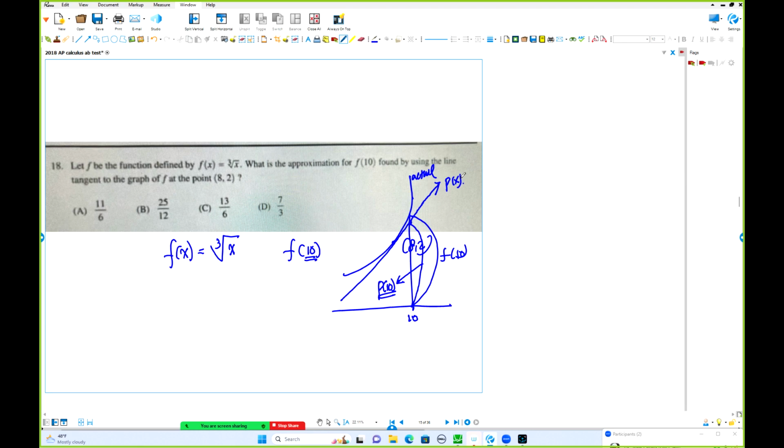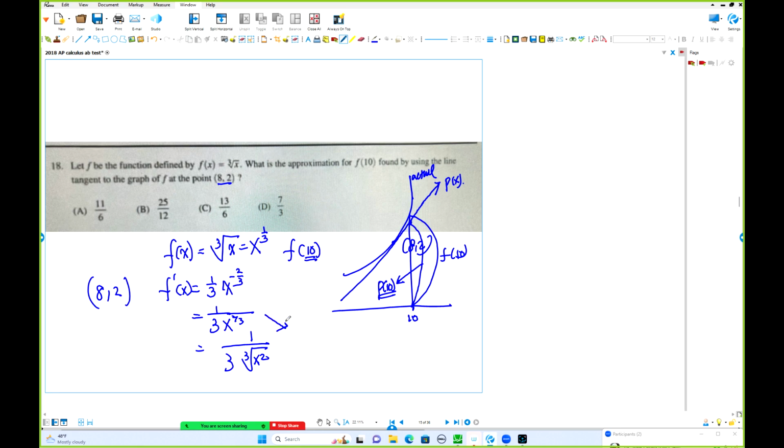Now let's find the equation of the tangent. We have the point 8 and 2. The only thing we need is the slope, f prime of x. F of x equals x to the 1/3. Take the derivative: 1/3 moves to the front, minus 1 gives negative 2/3. So f prime of x is 1/3 times x to the negative 2/3, or you can use 1 over the cube root of x squared. You can use anything.